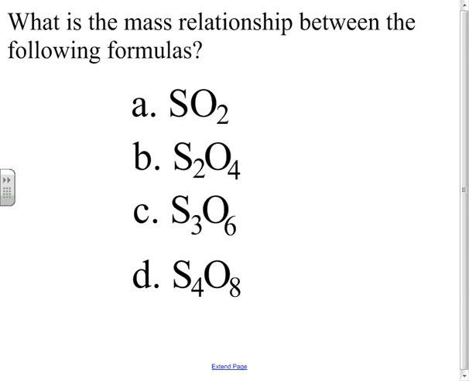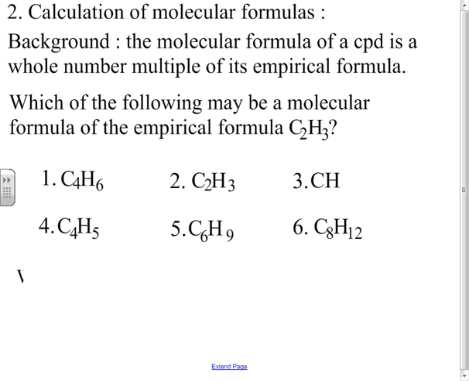Again, the main way to find out the molecular formula from the empirical formula is to look at the mass relationships. Here is the lowest whole number ratio of SO2 compared to these others. If we call the mass of SO2 x, the mass of S2O4 must be 2x, S3O6 must be 3x, S4O8 must be 4x, since they are those multiples of SO2. So the background here is that the molecular formula of a compound is always a whole number multiple of its empirical formula. And again, it's the mass relationship that tells you that whole number multiple.